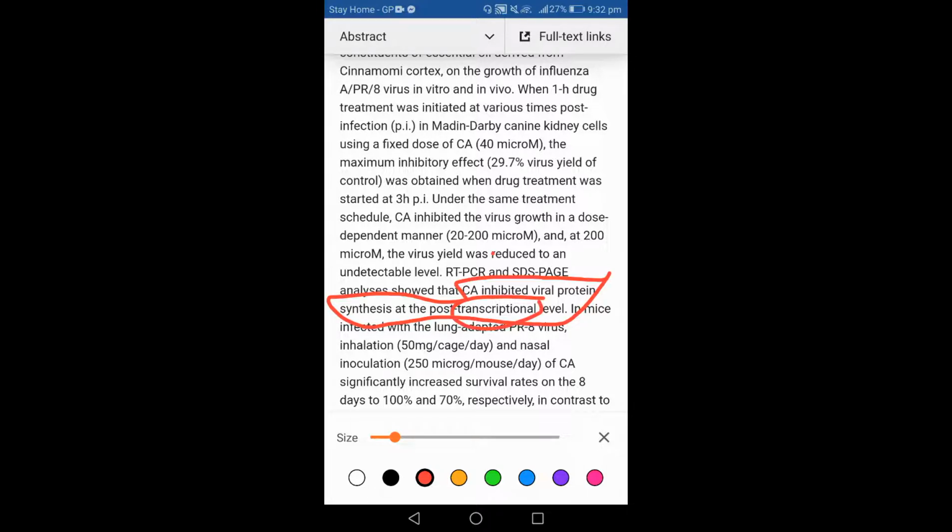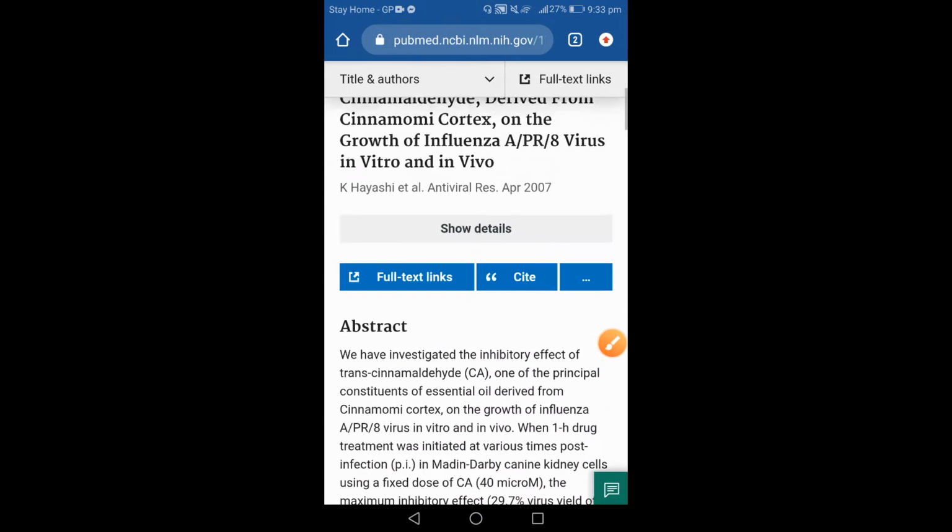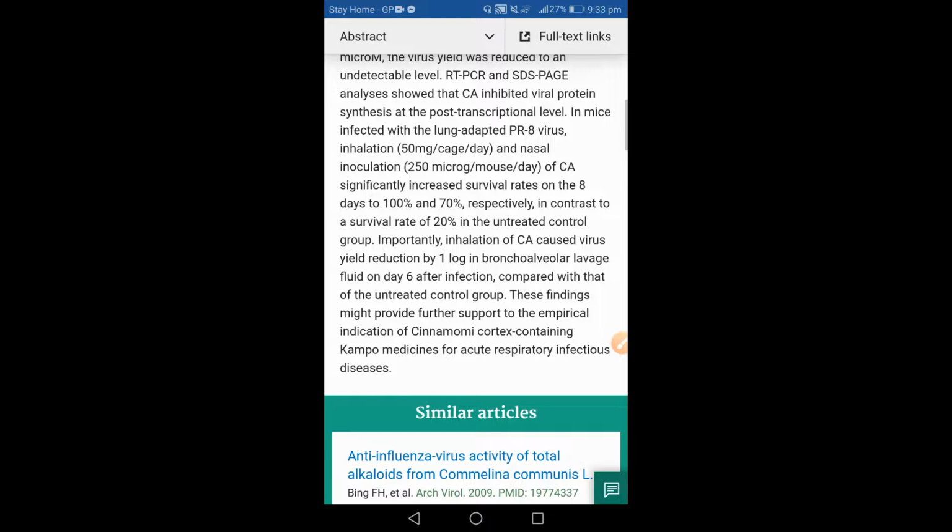Transcription means producing the viral proteins or any kind of other proteins from the RNA. Okay. So look, according to this article, the transcription, that means the production of proteins from RNA, is inhibited by this compound, the cinnamaldehyde. Okay. So cinnamaldehyde affects or inhibits the production of virus proteins or transcription of the virus proteins, which is why the incorporation of the cinnamon, or in Bangla we call the darchini, may be used as a possible remedy against coronavirus.